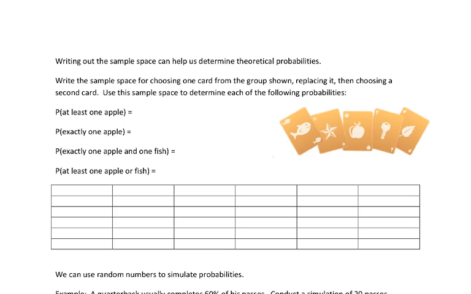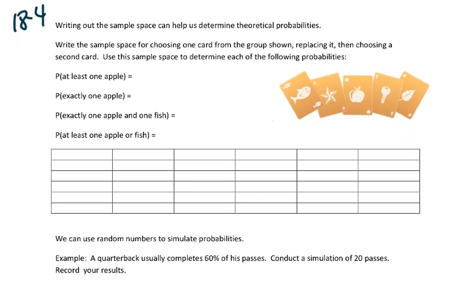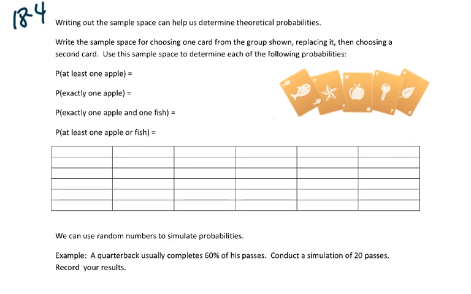Now this is section 18.4, and we're writing out sample spaces in order to help us find theoretical probabilities. So we're asked to write the sample space for choosing one card from the group, replacing it, so that's really important, and choosing a second card. So we only have 2 actions, picking a card, picking a second card. So when we have 2 options, we can make our table like I have here.